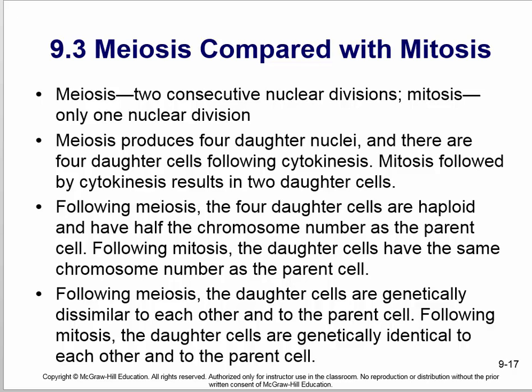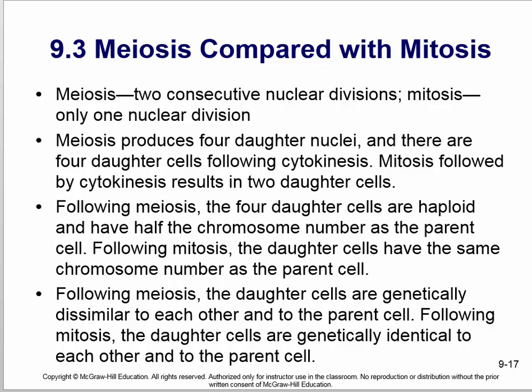Meiosis 1 compared to mitosis. Meiosis 1 differs from mitosis in that crossing over occurs at synapsis, and the homologous pair separate. Sister chromatids do not separate during meiosis 1, but they do during mitosis.